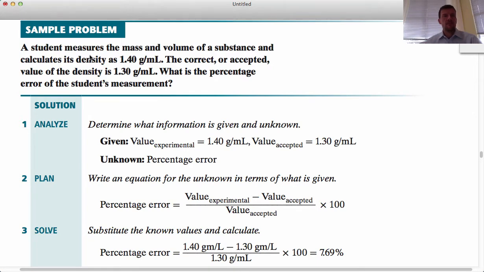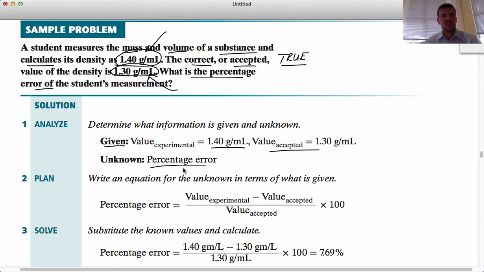Sample problem. A student measures the mass and volume of a substance and calculates its density as 1.4 grams per milliliter. The correct or accepted, the true value is 1.30. What is the percentage error? So here's what we're given. We're given the measured value, we're given the accepted value, and we want to find the percentage error.